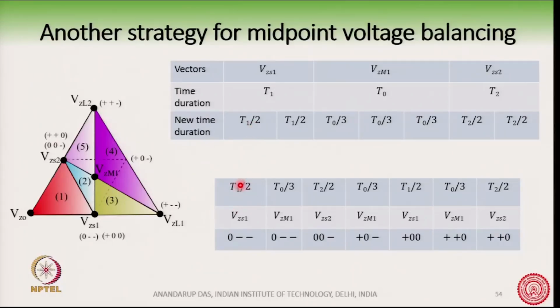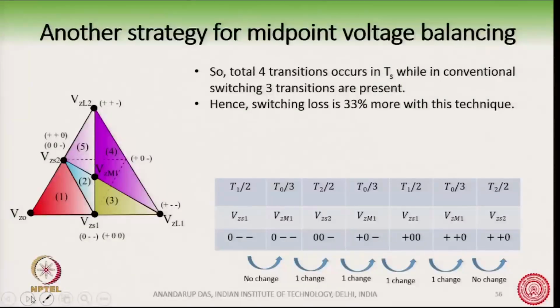So, this T1 by 2 comes here, but then I have a T0 by 3 time which I go from here to here. Then I put a T2 by 2 timing here. Then I put another T0 by 3 here, then a T1 by 2 here, T0 by 3 here and another T2 by 2 here. So, you see that in a switching cycle, placing of these vectors can be done, like the timings can be interchanged. Of course, this will create a poorer harmonic performance. We understand that it will create a poorer harmonic performance.